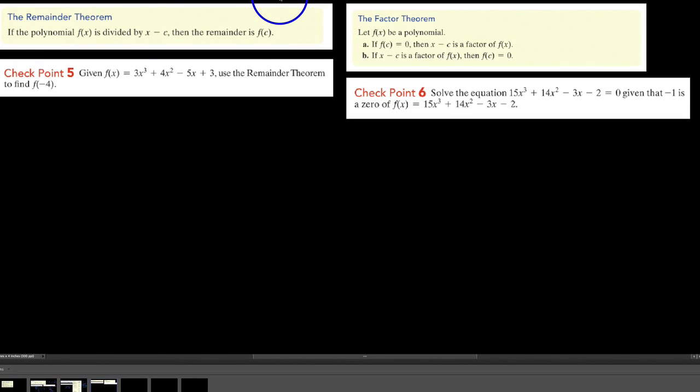Okay, in my past few videos, we've been looking at long division and also synthetic division. In this video, we're going to focus on a couple of really important theorems. We'll call these the remainder theorem as well as the factor theorem. So the remainder theorem, let's take a look at it first.